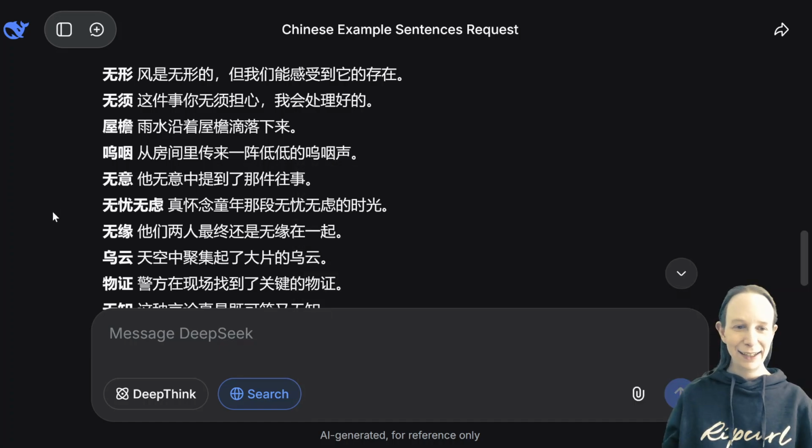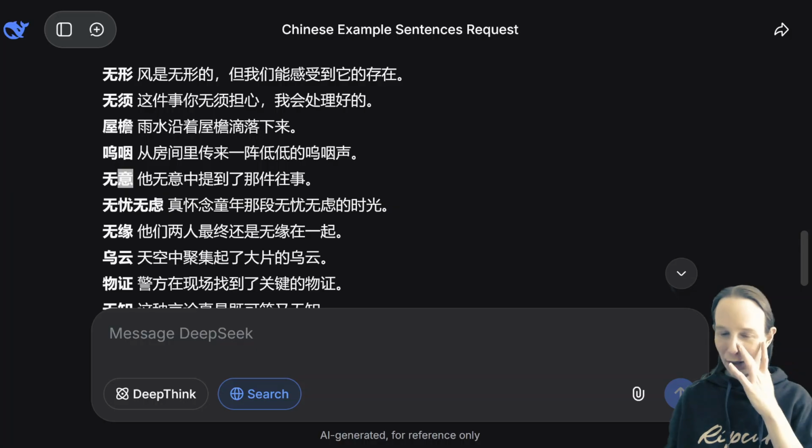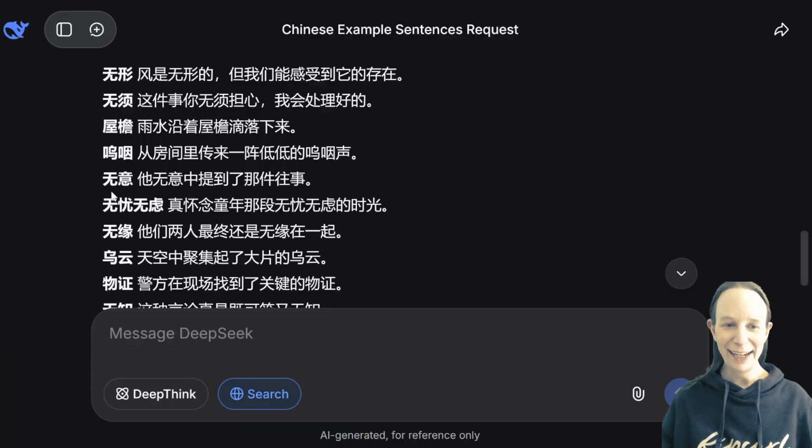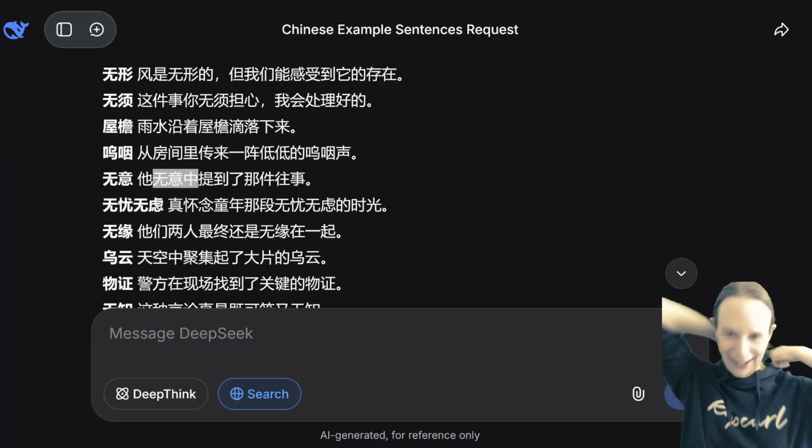All right. So okay, next one, wu yi. So again, this wu implies the non-existence of something. Yi, yi tu, right? So the lack of intention. Something is unintentional. 无意，无意中提到了那件往事. Okay, so he unintentionally brought up that matter in the past.